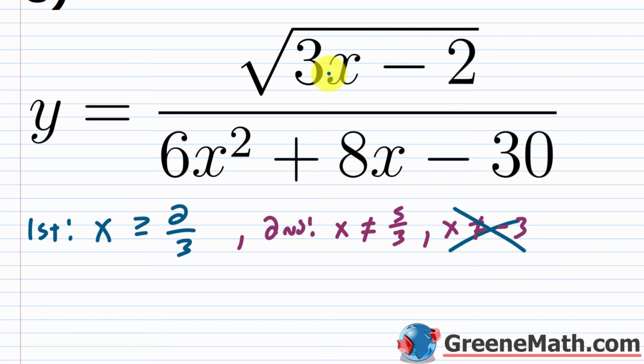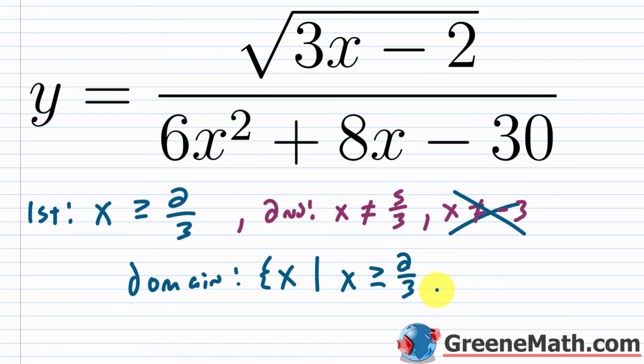That would give you a square root of a negative number. So you want to just get rid of that one and just say that your domain would be the set of all x such that x is greater than or equal to 2/3. And I'll say that x is not equal to 5/3. Okay, let's close that down.